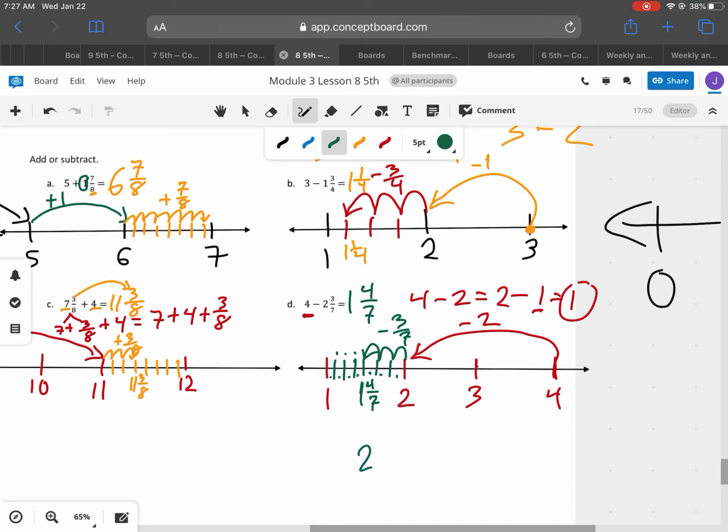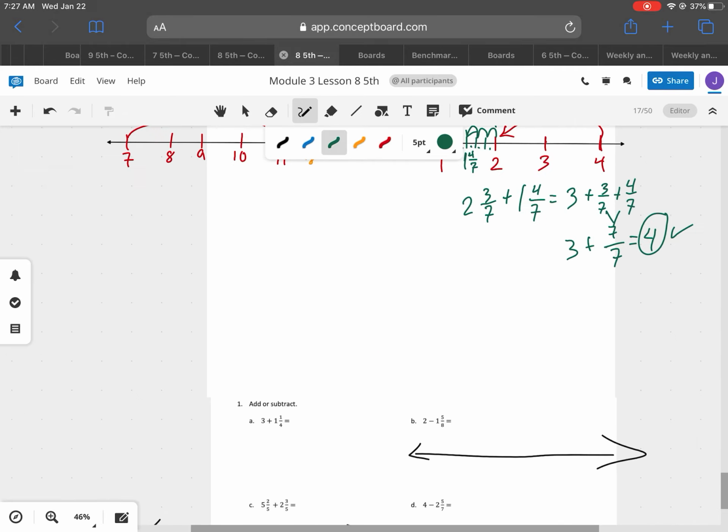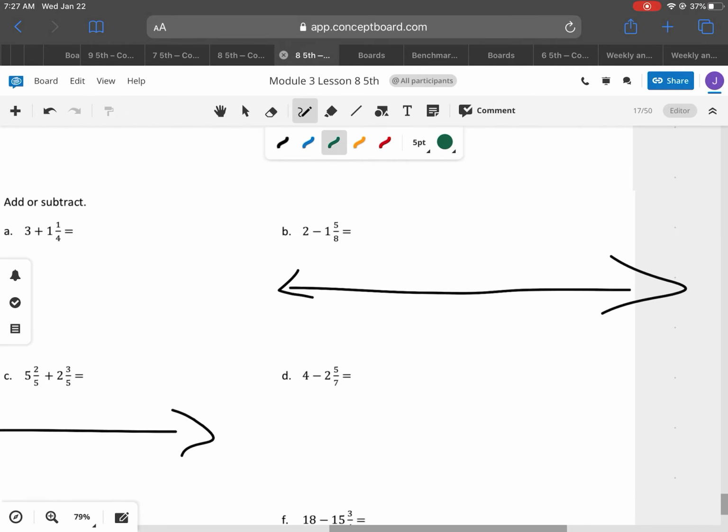Now if you want to check this, you can go 2 and 3/7 plus 1 and 4/7. Well, if we do the whole numbers, then we have 3, and then we go 3/7 plus 4/7, and we know that this is 7/7. So 3 plus 1 equals 4. Okay, that's our backwards check for subtraction. All right, so let's give you a couple more.